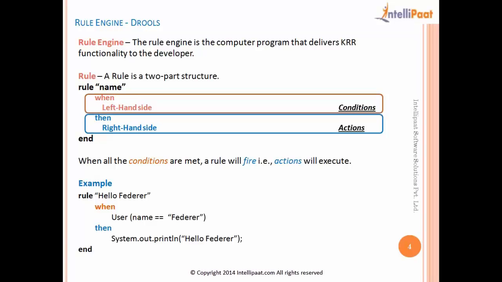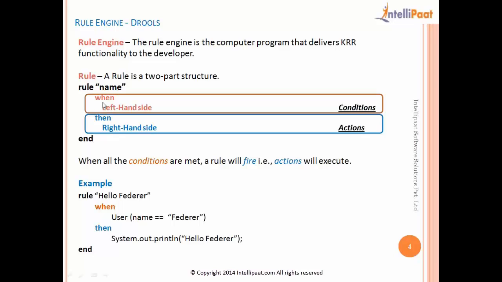How does the rule actually look? It's a two-part structure. In a rule, you have the when condition and you have the then part, which is the actions part. When is the keyword, and you can write some constraints on the left hand side. For example, here you have given username equal to Fedra. This is the condition that needs to be satisfied for whatever you have written on the right hand side, the then part, to be executed. That becomes your actions part. So when and then: this is the basic structure of a rule, nothing more, nothing less.